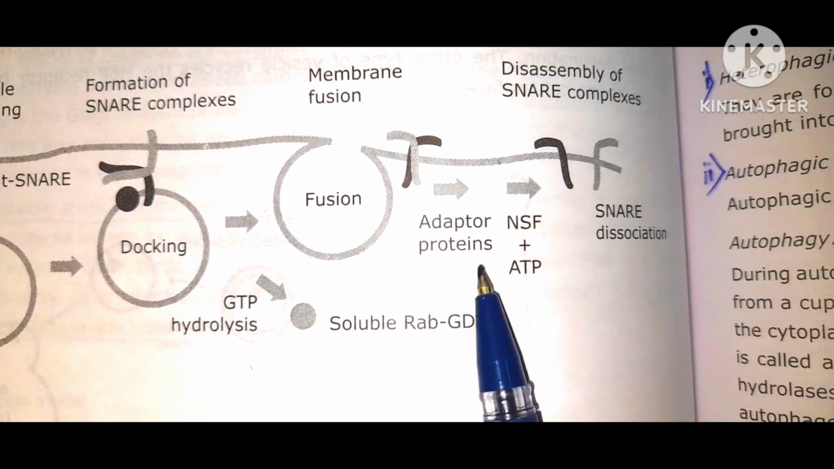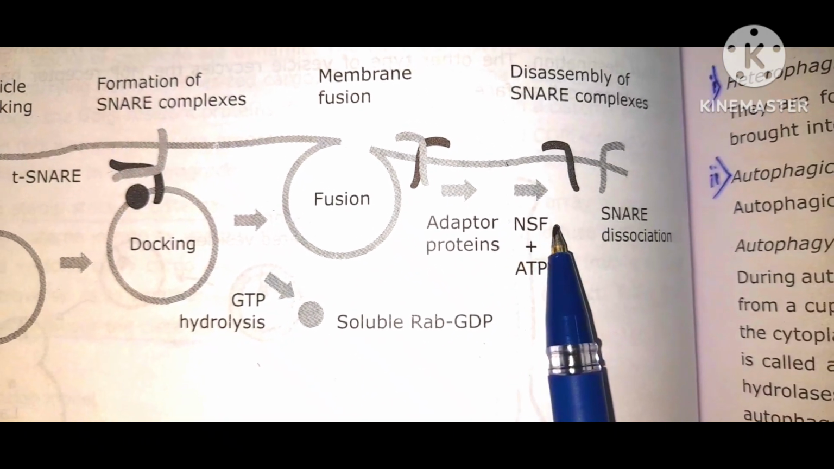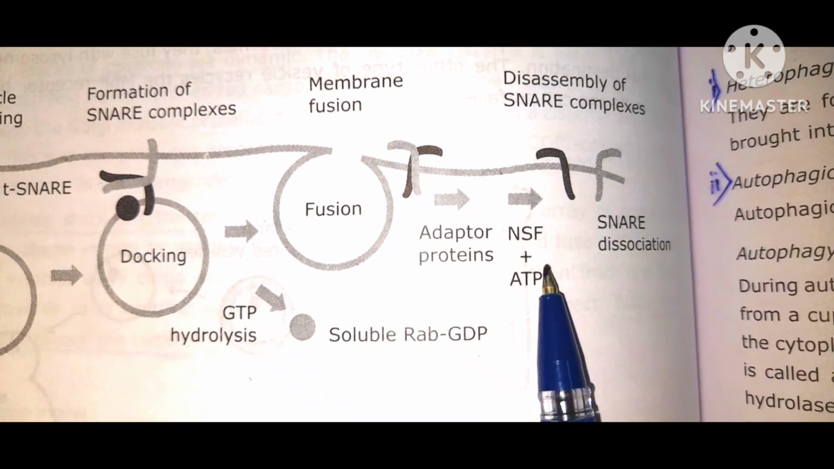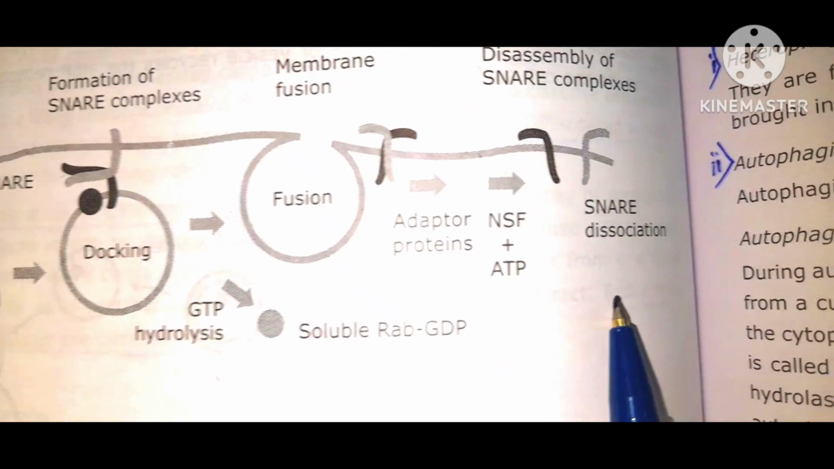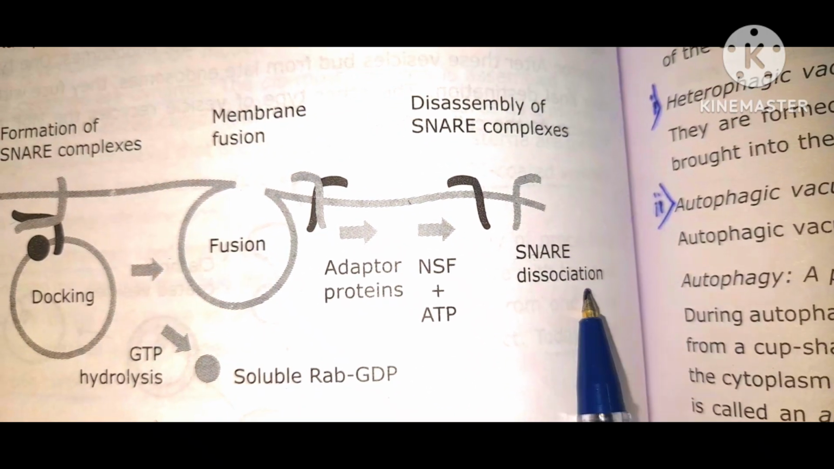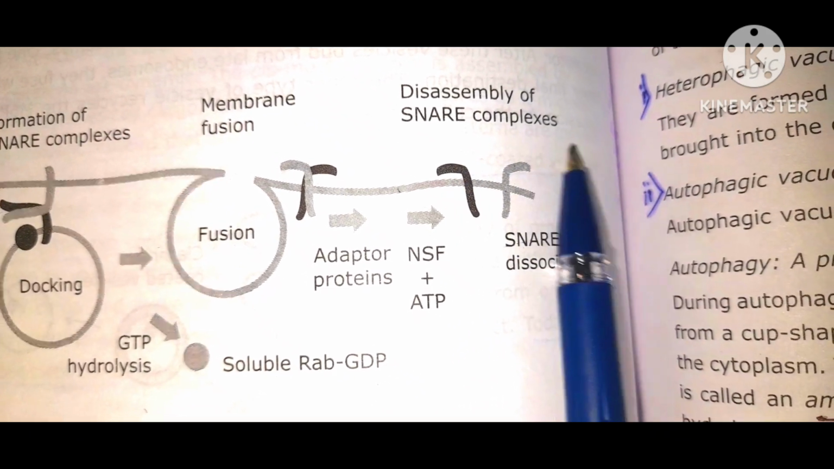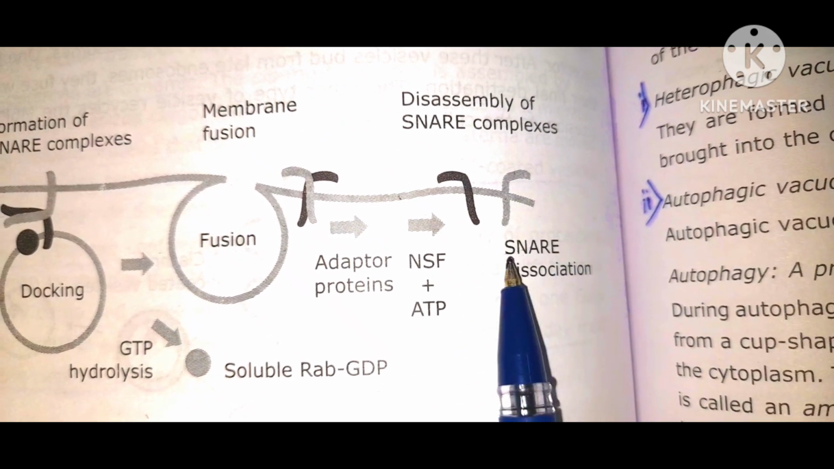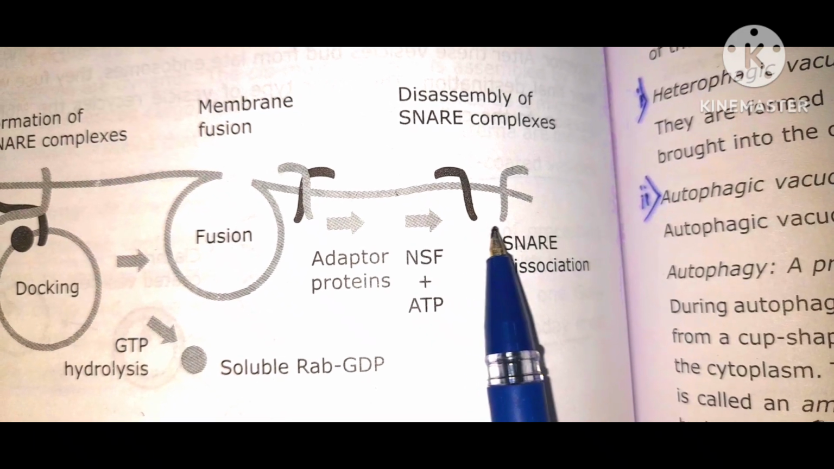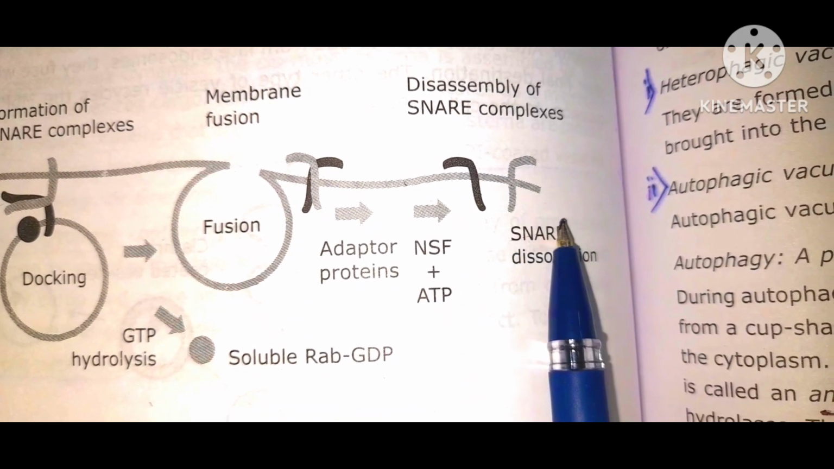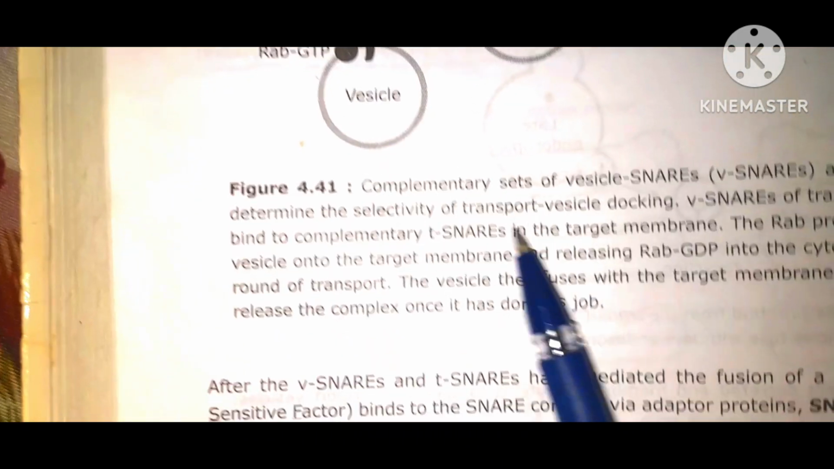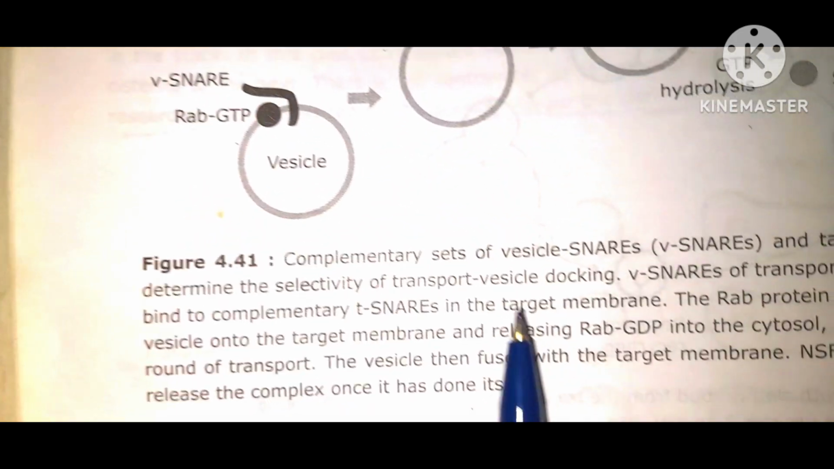Then adapter proteins appear, and NSF and ATP are attached, and the next step is SNARE dissociation. The SNARE complexes are disassembled, and this v-SNARE and t-SNARE are now separated. So this is the figure description.